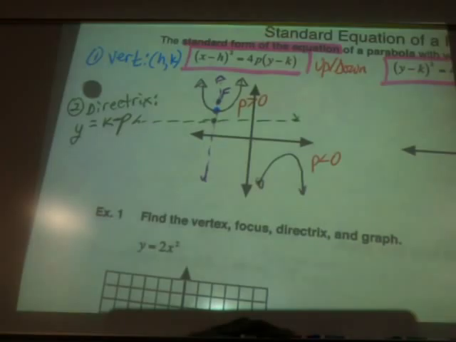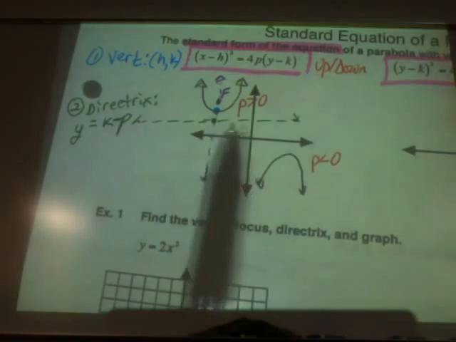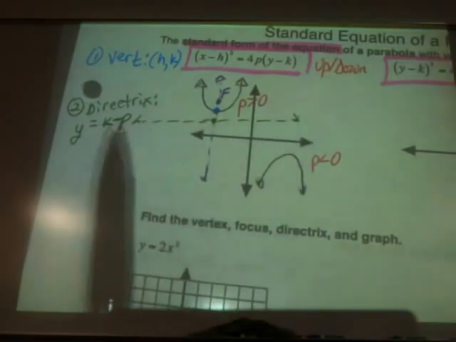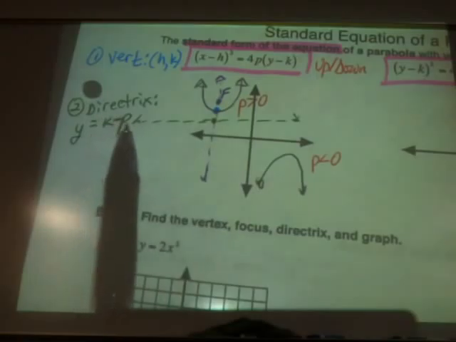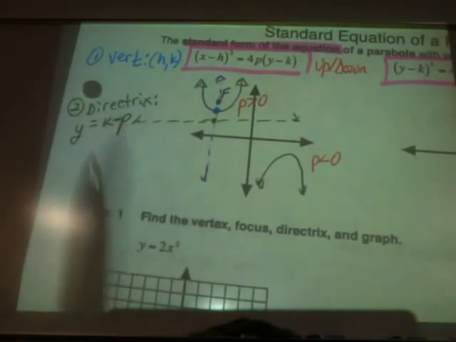k relates to y, doesn't it? And for your directrix, it goes through that y-axis at k, but it's adjusted up or down depending upon the distance that p is. We'll talk about how to find that when we have some real numbers.